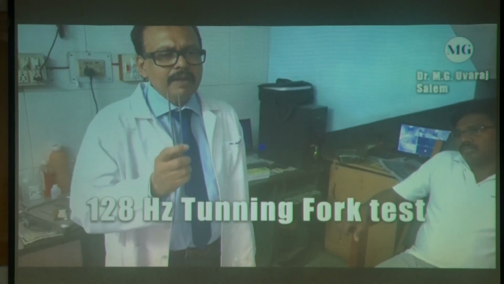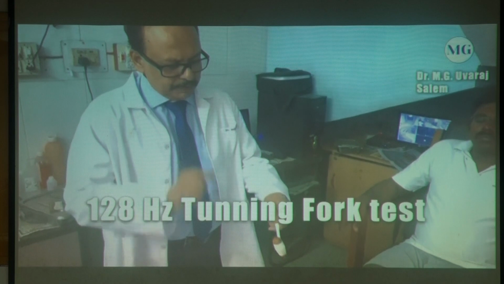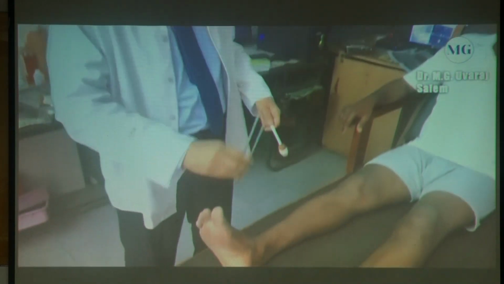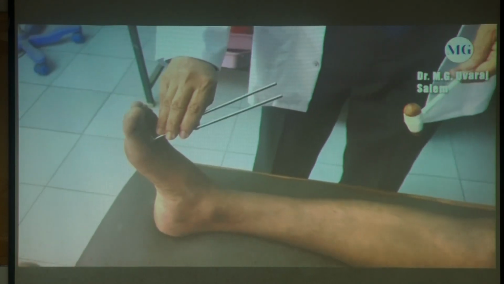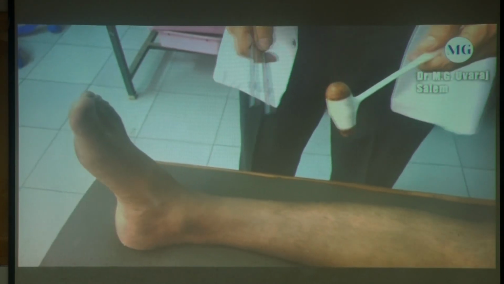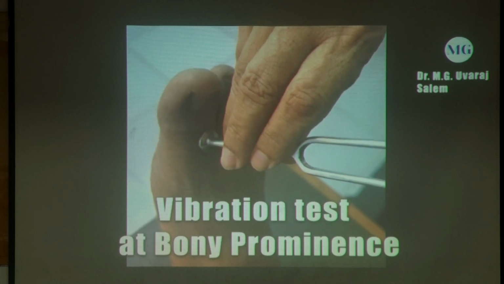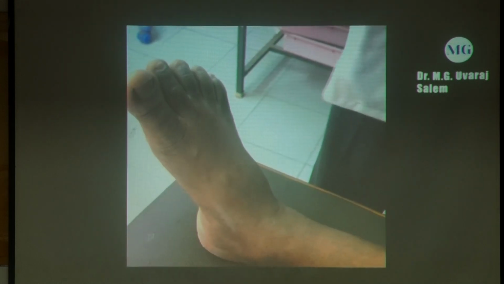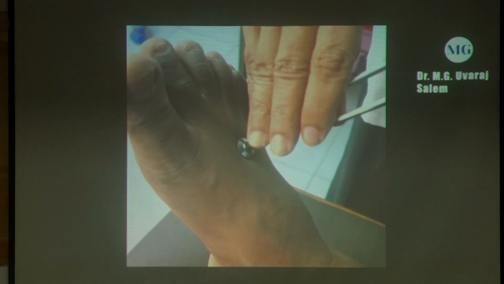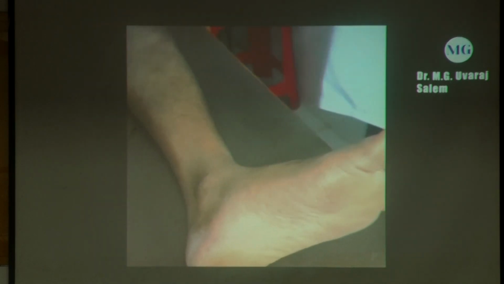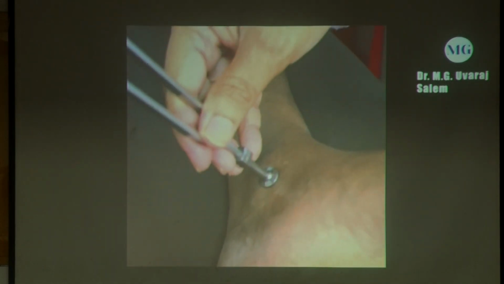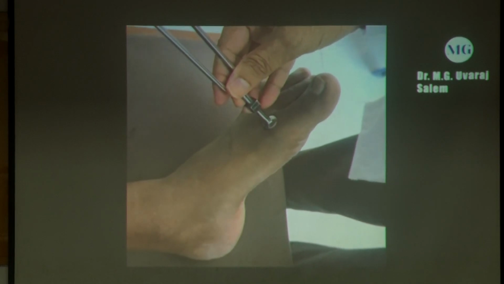Then the 128 Hz tuning fork test. Vibration can be seen by keeping the tuning fork on the bony prominences and asking the patient to close the eyes. Vibration test at bony prominences. These things you can finish within 3 minutes.